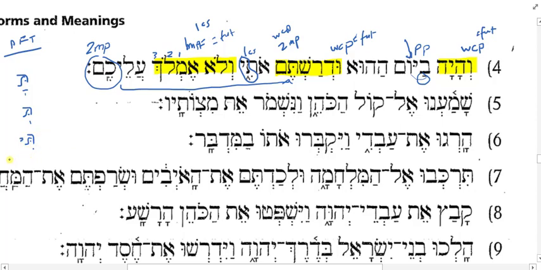Okay? When you get to the pronominal suffixes, in the second person, the pronominal suffixes, not the perfect personal endings, which are on verbs, but on nouns and prepositions, the second person pronominal suffixes have a kaf, where the perfect personal endings have a tav.